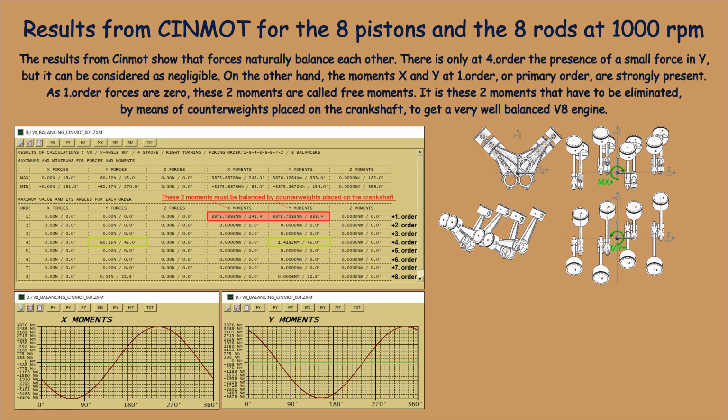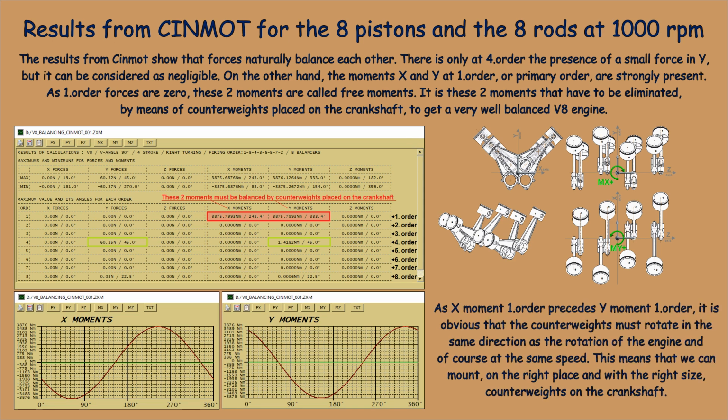It's these two moments that have to be eliminated, by means of counterweights placed on the crankshaft, to get a very well balanced V8 engine. As X moment 1st order precedes Y moment 1st order, it's obvious that the counterweights must rotate in the same direction as the rotation of the engine and of course at the same speed. This means that we can mount, on the right place and with the right size, counterweights on the crankshaft. Let's find the value of these counterweights.